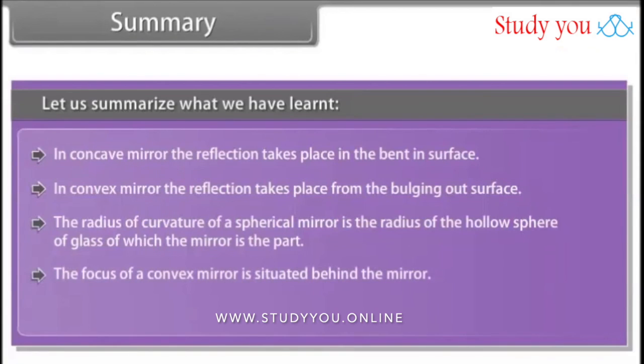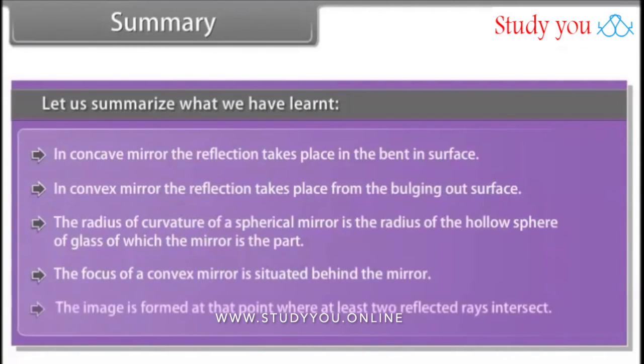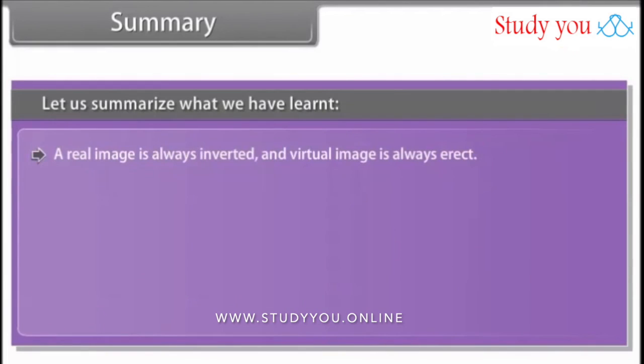The focus of a convex mirror is situated behind the mirror. The image is formed at that point where at least two reflected rays intersect. A real image is always inverted and virtual image is always erect.